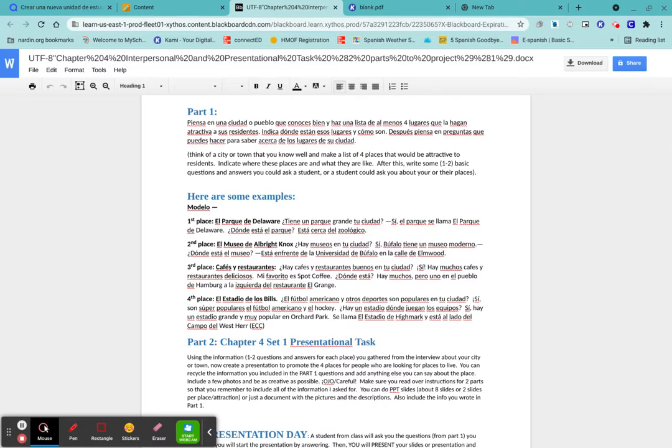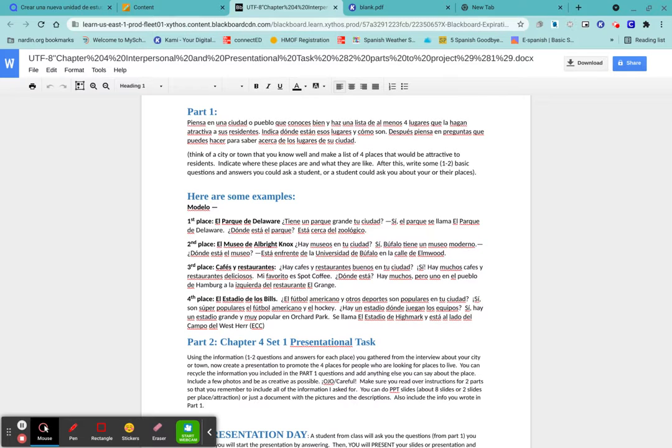Número 3, I had restaurantes y cafés, and I asked the question, ¿Hay cafés y restaurantes buenos en tu ciudad? And I said, sí, hay muchos cafés y restaurantes deliciosos. Mi favorito es Spot Coffee. And then I said, ¿Dónde está? Where is it? And estar is the other way to say to be for location. So that's when we're saying está, ¿dónde está? And hay muchos. My answer was, pero uno en el pueblo de Hamburg, a la izquierda del restaurante El Grange. So I tried to use my a la izquierda, which is to the left of. We're going to introduce those prepositions of place today.